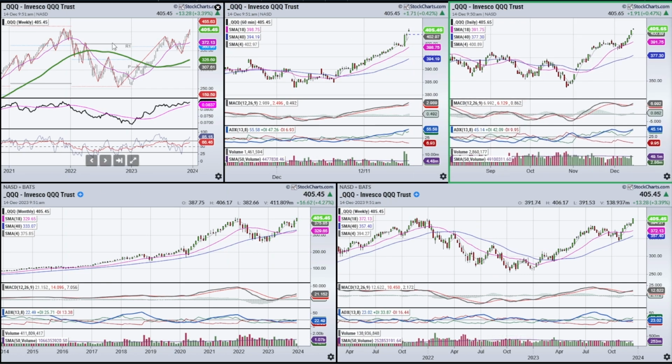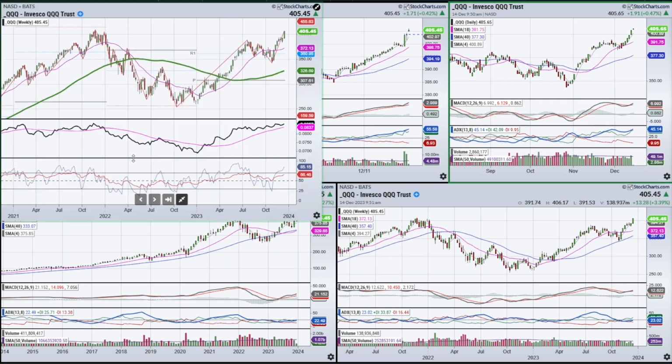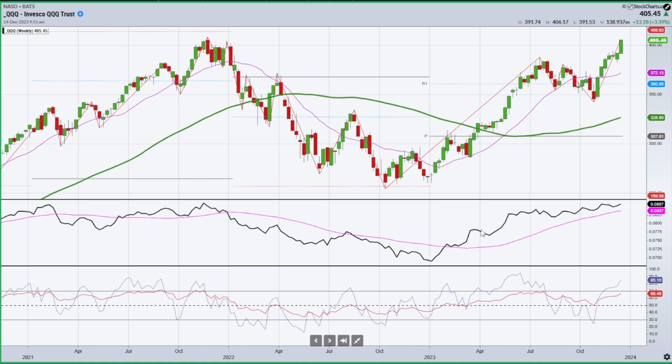But the one thing I think is important right now on the QQQ is this black line, which is the relative strength versus the S&P. All right, this is a ratio. And what we're saying here is that as long as this line is rising, then the QQQ is outperforming the S&P. All right, we want to watch this as we flip over into the new calendar year.